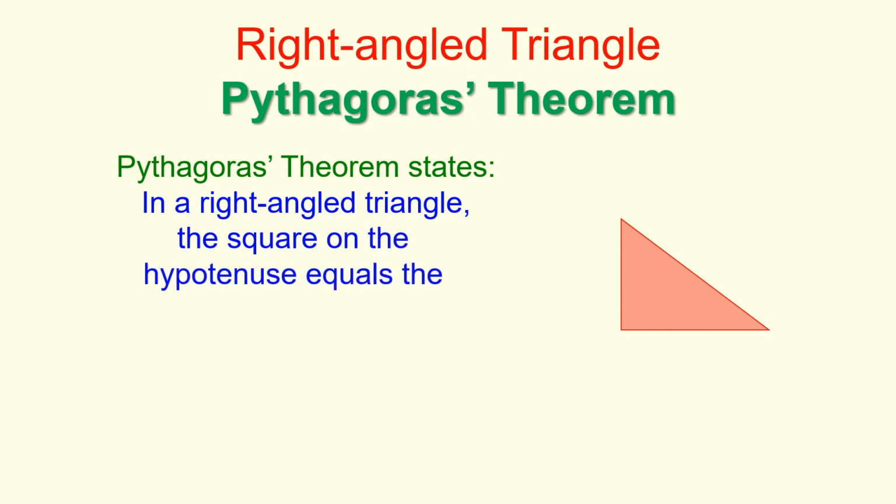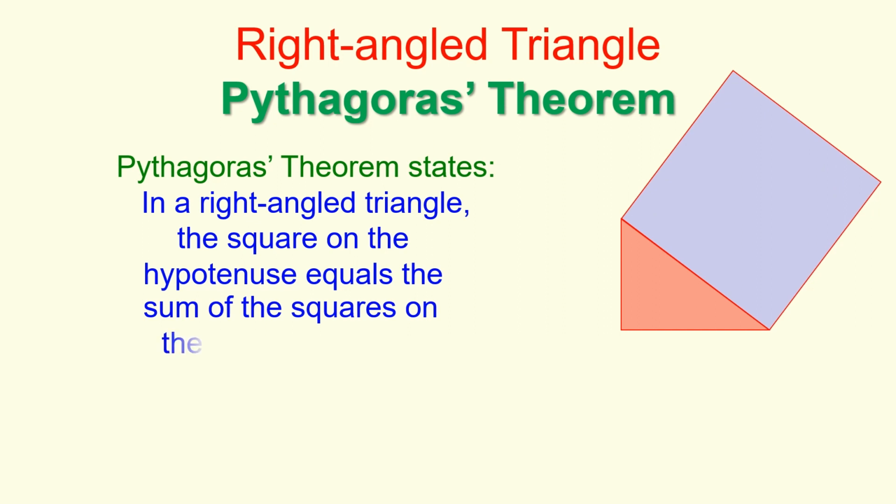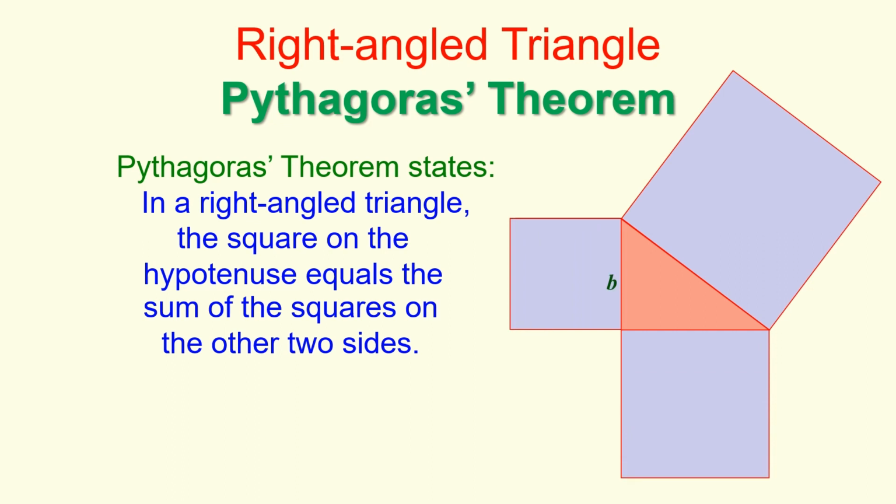Pythagoras' theorem states, in a right-angled triangle, the square on the hypotenuse equals the sum of the squares on the other 2 sides. If a, b, and c are 3 sides of a right-angled triangle, with hypotenuse as c, then a square plus b square equals c square.